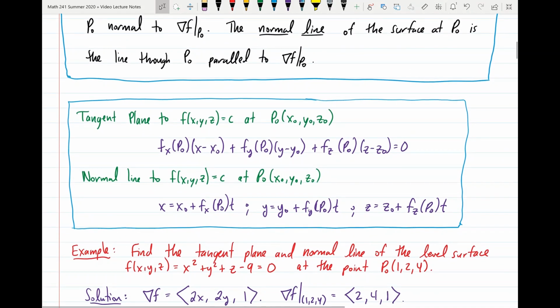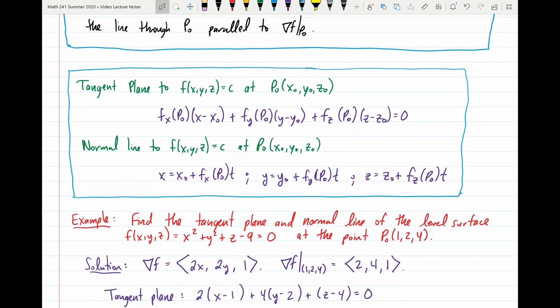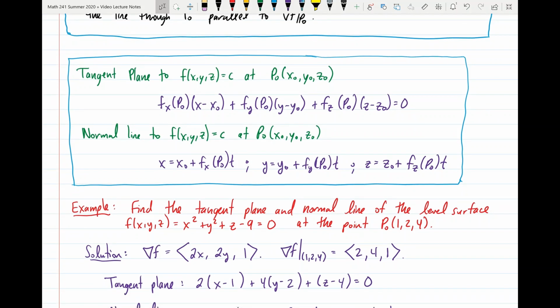And using that definition, we can immediately write down equations for both of these things here. So the tangent plane to f of x, y, z is equal to c, some level surface, at the point p naught is defined to be the partial derivative with respect to x at p naught times x minus x naught plus the partial derivative with respect to y at p naught times y minus y naught plus the partial derivative with respect to z at p naught times z minus z naught is all equal to 0.